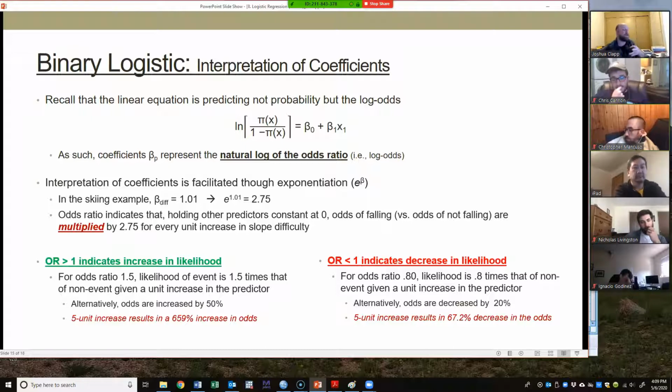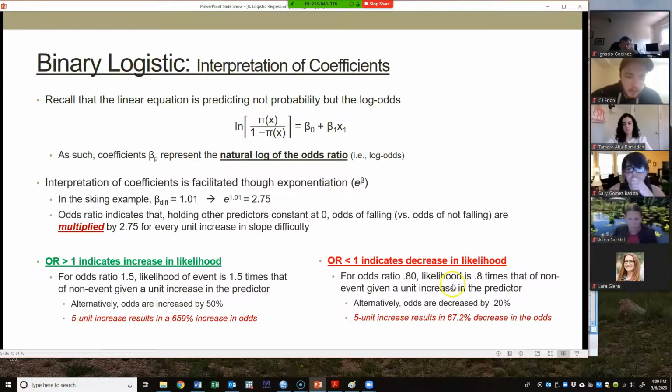Alternatively, if I look at a 5-unit decrease, if I take 0.80 and take that to the 5th power, that's going to give me 0.328. If I take that and subtract it from 1, it's going to give me about a 67.2% decrease in the odds of something given a 5-unit change. Okay, so this is one of the things to be careful about when we're interpreting the practical impact of some of these odds, recognizing that these are taken to powers as opposed to just a straight additive model here.